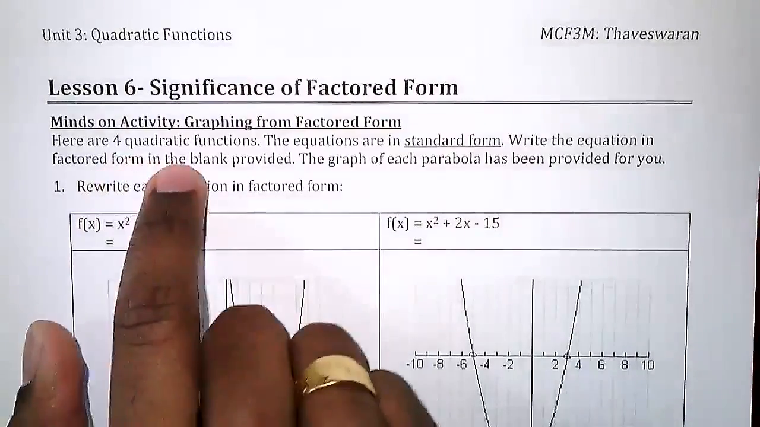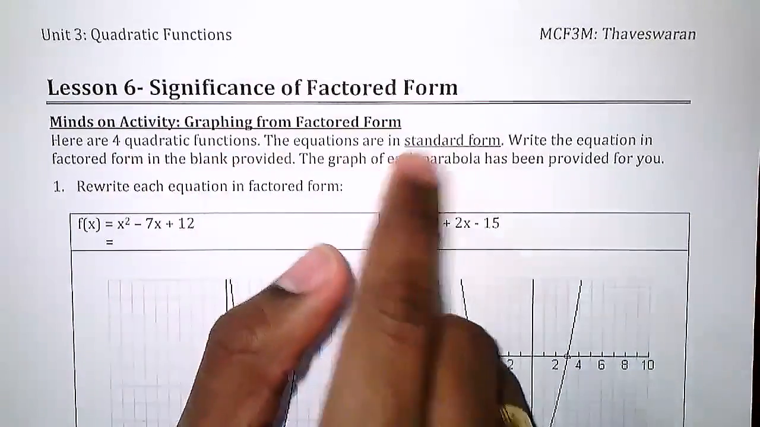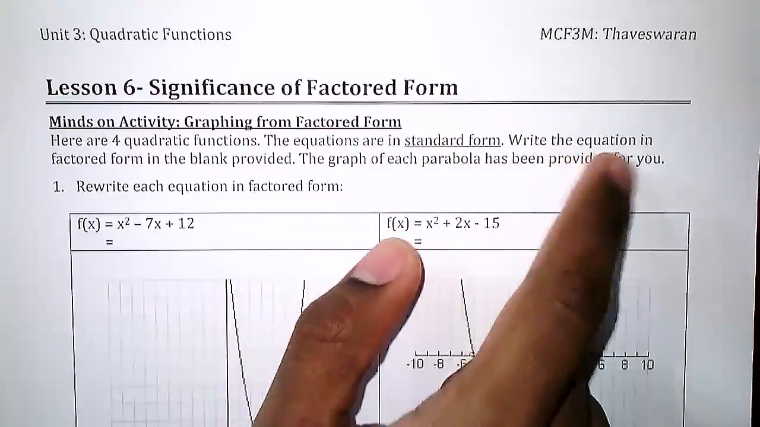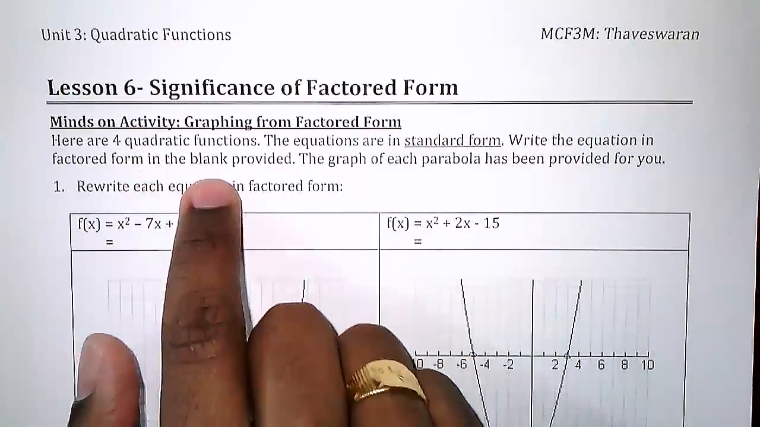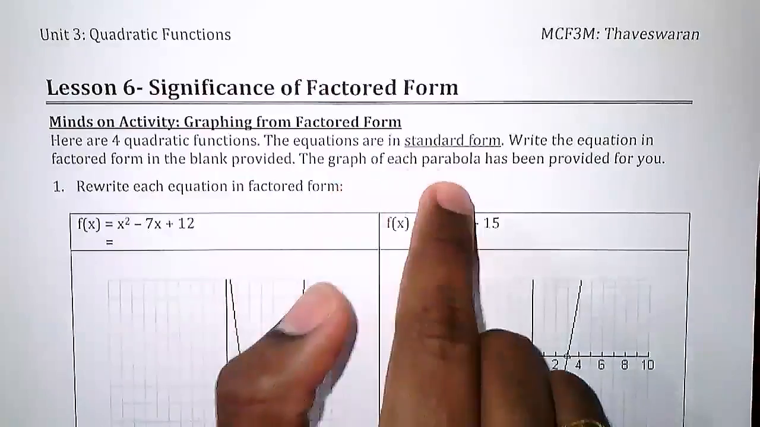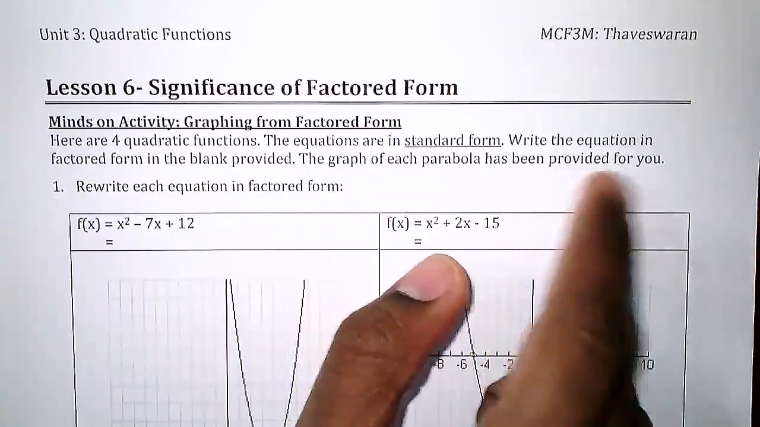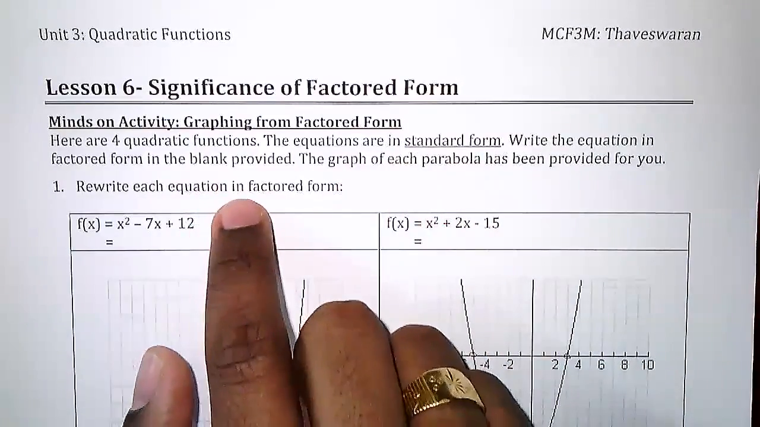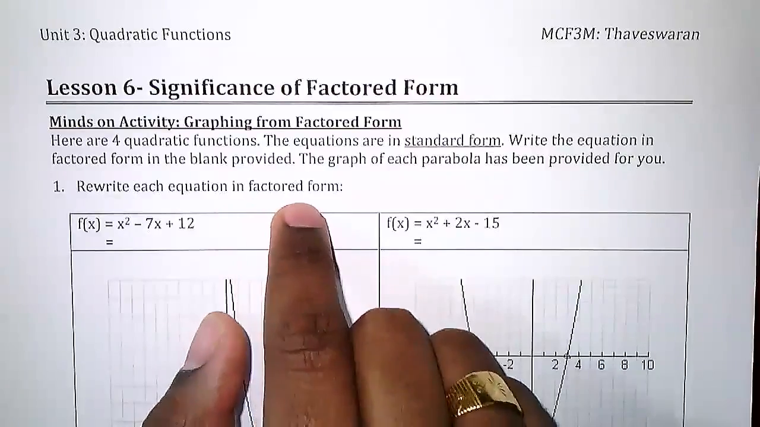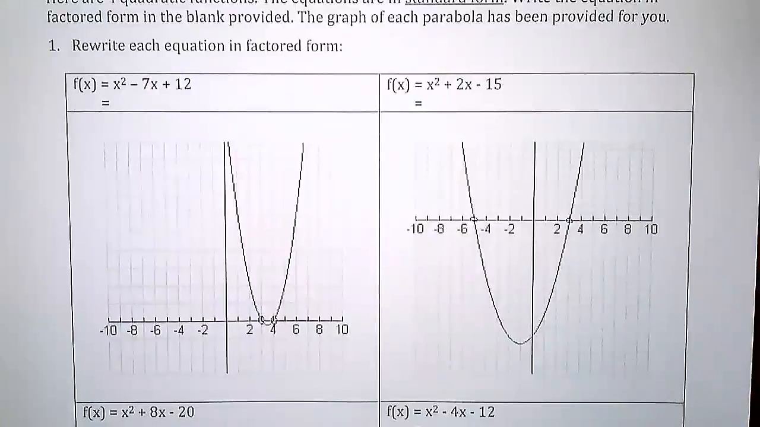So here are 4 quadratic functions. The equations are in standard form. Write the equation in factored form in the blank provided. The graph of each parabola has been provided for you. Rewrite each equation in factored form. So we have 4 quadratic functions on this page. The first thing we're going to do is rewrite it in factored form. So this should be review.